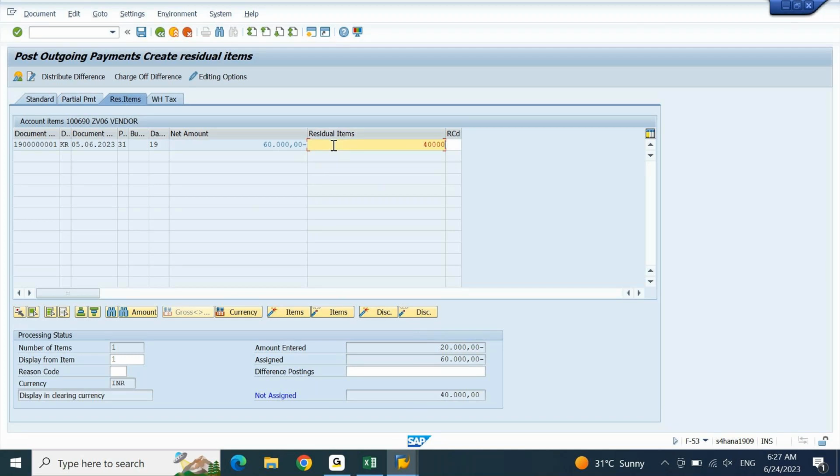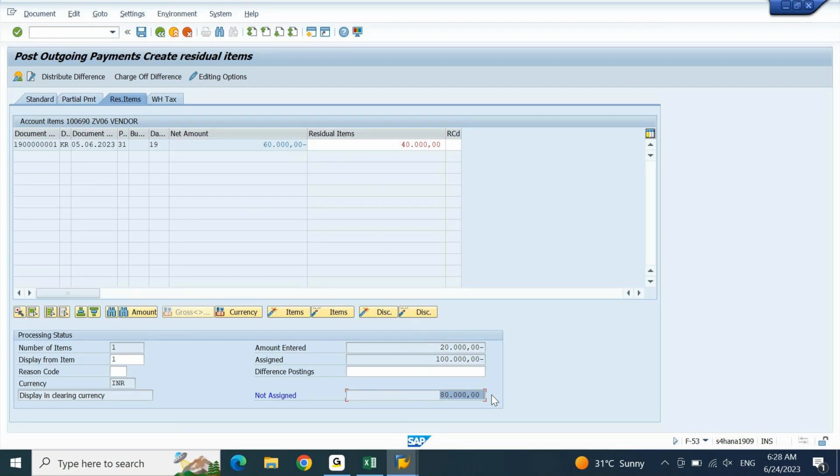If I hit enter for the 40,000, this is becoming 1 lakh. Not assigned is becoming 80,000. This is happening because I am ignoring the plus minus symbol. In your accounting, you are not supposed to ignore the plus minus symbol. As a FICO consultant, you should never ignore it. Things will go wrong. You cannot even imagine what will be the impact of this.